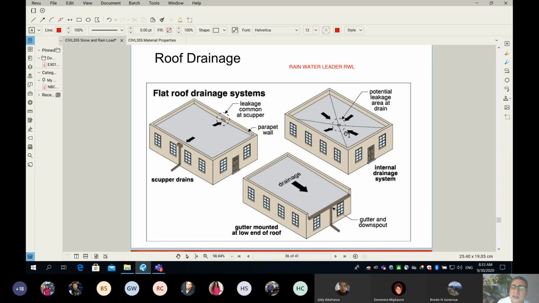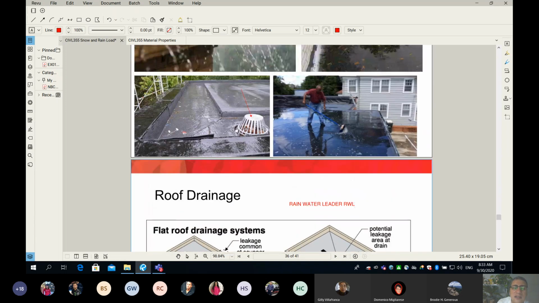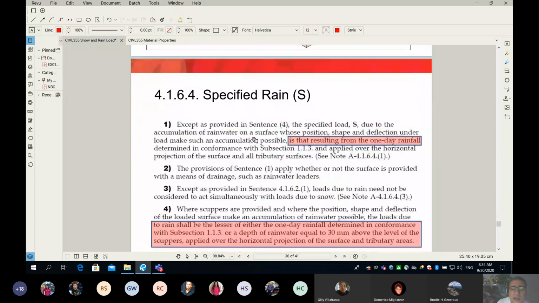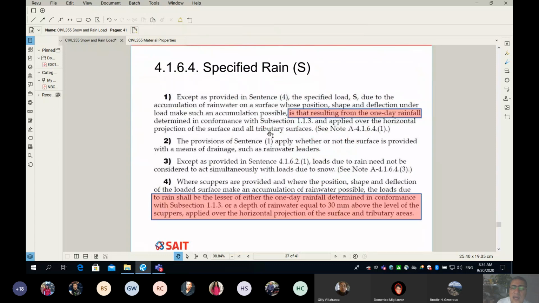Now, as we said, in this picture you guys see there is a possibility of this drain being clogged, with the dirt, with the leaves. Because there is a possibility that it could be clogged, here we go, the code has a big statement about the rain.